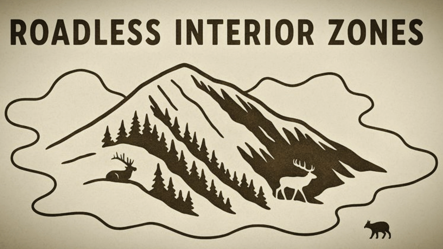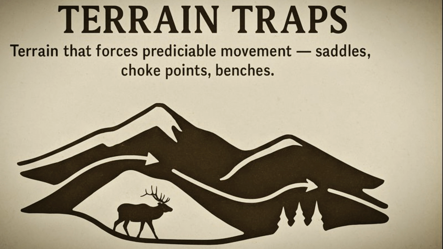Number 65 is your roadless interior zones. Something else that we particularly like to look for, those deep interior areas where human presence is low. It's the best daytime bedding area for elk and mule deer. Number 66 is your terrain trap. Those are features that force movement through narrow points, which make them perfect for ambush locations.